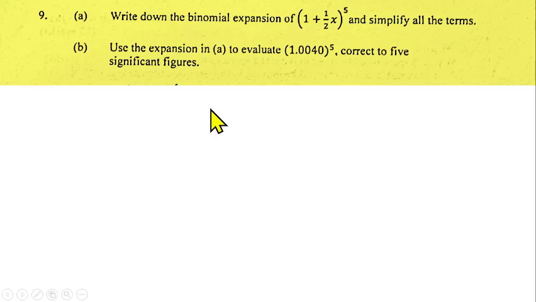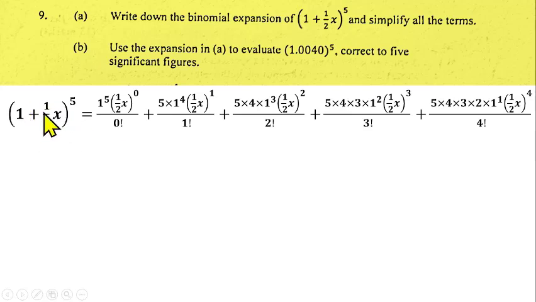Question number 9 is from the binomial theorem, or binomial expansion. You have to write down the binomial expansion of 1 plus 1 over 2x raised to the power 5 and simplify all the terms. So you have to expand this using binomial expansion, and if you expand it, you have this on the screen right now. And how do we get that?